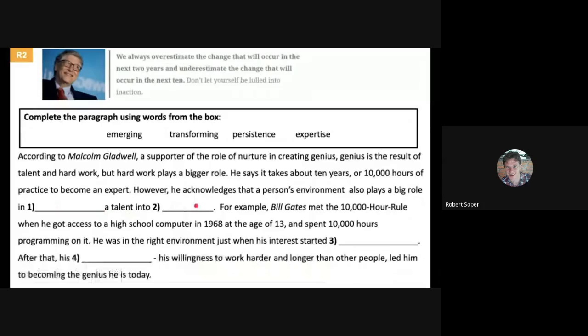For example, Bill Gates met the 10,000 hour rule when he got access to a high school computer in 1968 at the age of 13 and spent 10,000 hours programming on it. He was in the right environment just when his interest started emerging. After that, his persistence, his willingness to work harder and longer than other people led him to become the genius he is today.